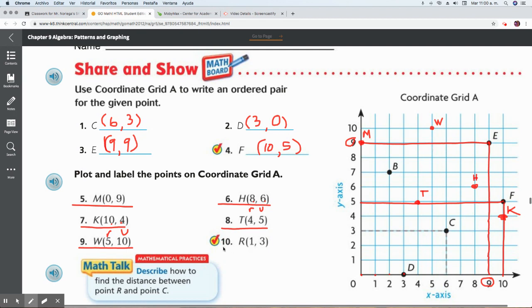Number 10, letter R, 1 step to the right and 3 steps up. Remember, boys and girls, that we always start at the origin, which is 0. We don't start where we plotted the previous point. No, we always start at 0. So 1 step to the right, 1, 2, 3 steps going up. We plot the point and label it with the letter R. And that's it. That is all we need to do here.